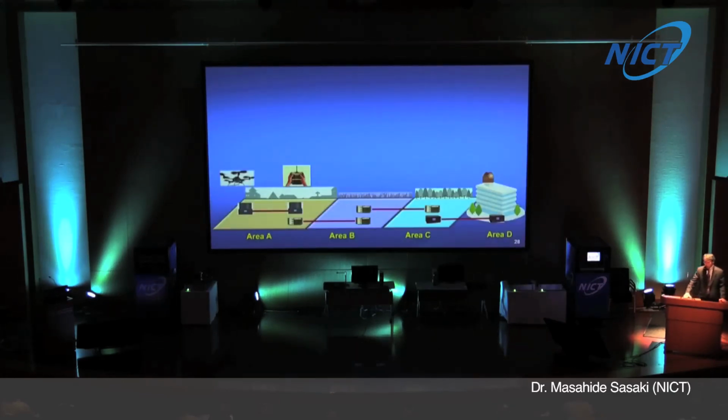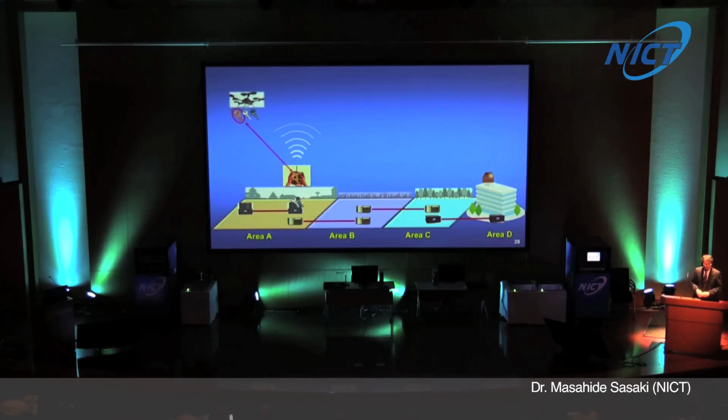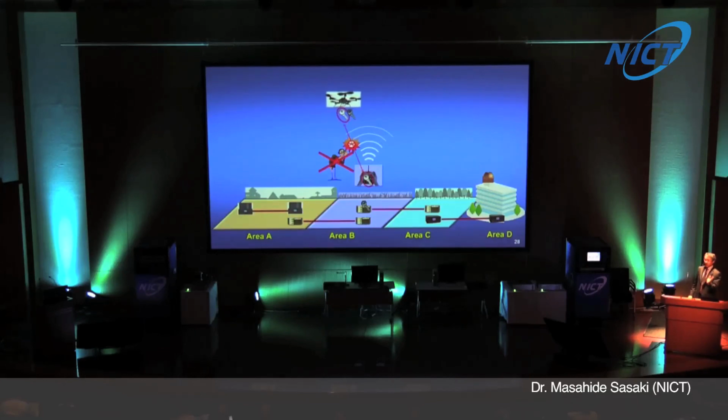Okay, let me also mention a new network with drones. So we assume there are four areas, A, B, C, and D, to control drones. So in area A, we generate three kinds of keys, and they are supplied to the drone, and also the yellow key to the controller. The drone takes off. Control communication can be one-time pad encrypted by this yellow key, and hence cannot be hacked. Two keys on the ground can relay to area B, and the second key is supplied to the second controller. And drone control can securely take over.